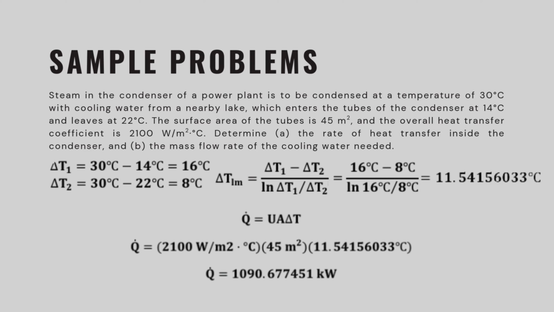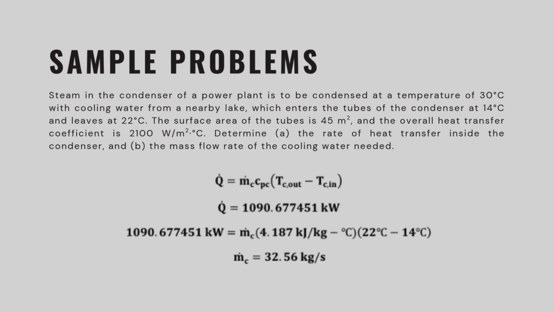Substituting those values into the equation, we get 11.5415633 degrees Celsius, which we can use to get the rate of heat transfer inside the condenser using, again, the area of the heat exchanger as well as the total heat transfer, leaving us with 1090.677451 kilowatts.